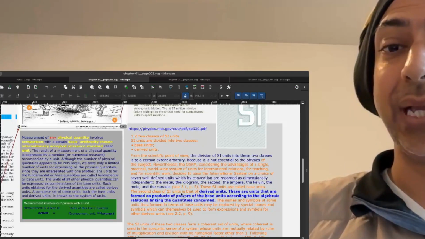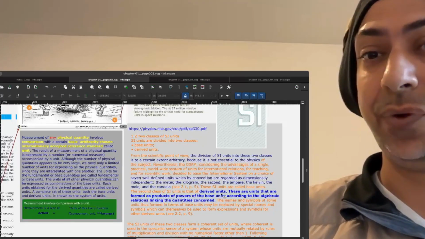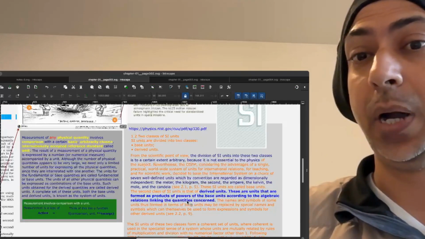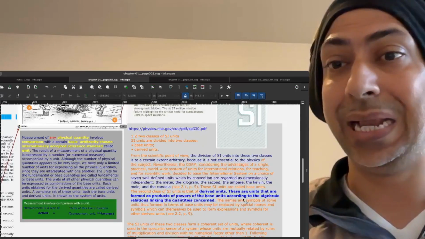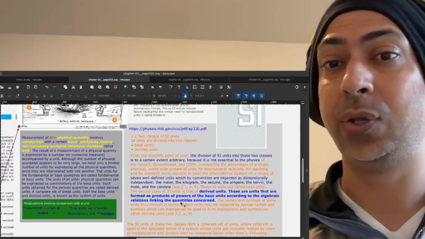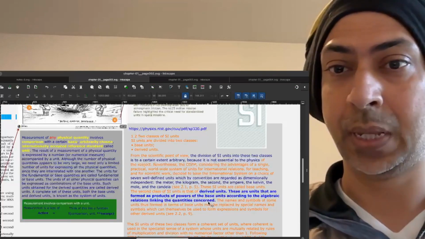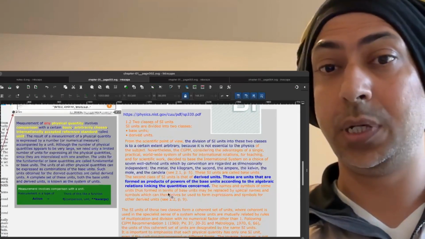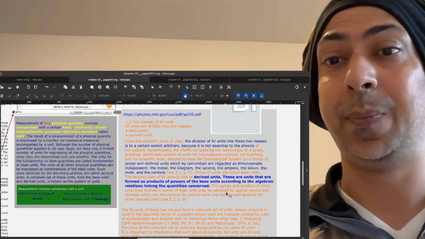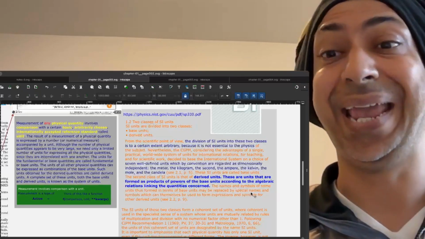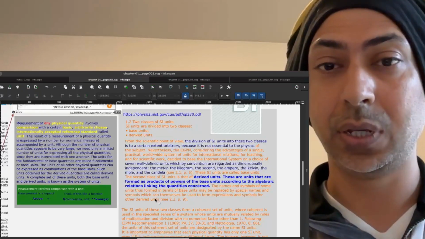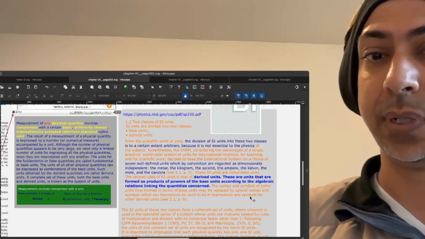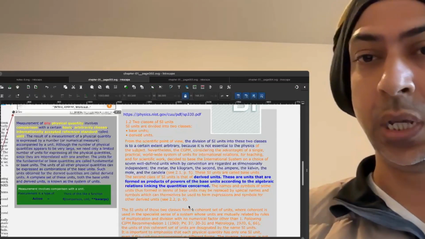The second class of SI units is that of derived units. These are units that are formed as products of powers of the base units according to the algebraic relations linking the quantities concerned. The names and symbols of some units thus formed in terms of base units may be replaced by special names and symbols, which can themselves be used to form expressions and symbols for other derived units.